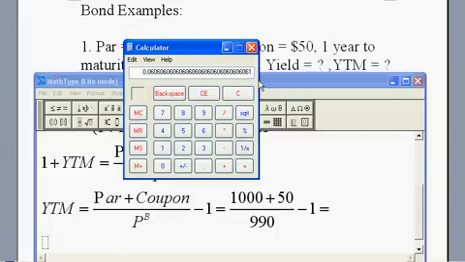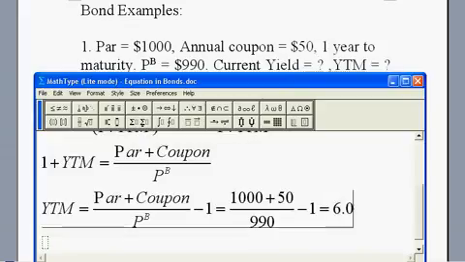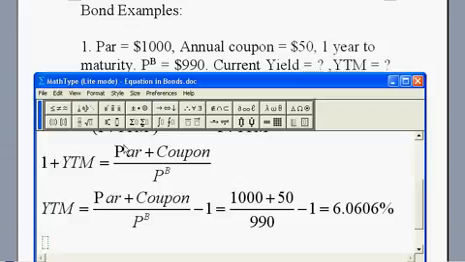So we got 0.060606. So this number now looks like an interest rate. So now we know it's 6.0606%. Again, we can round this number up. It is about 6.061%. Okay.